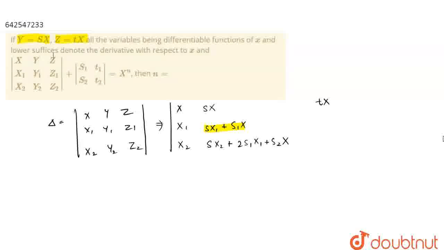Okay, now if we see z, we are given that z equals tx. So again, if we find the derivative of tx, which is z1, we will have tx1 plus t1x. And again, if we find the derivative of this, we'll have tx2 plus 2t1x1 plus t2x. Okay.